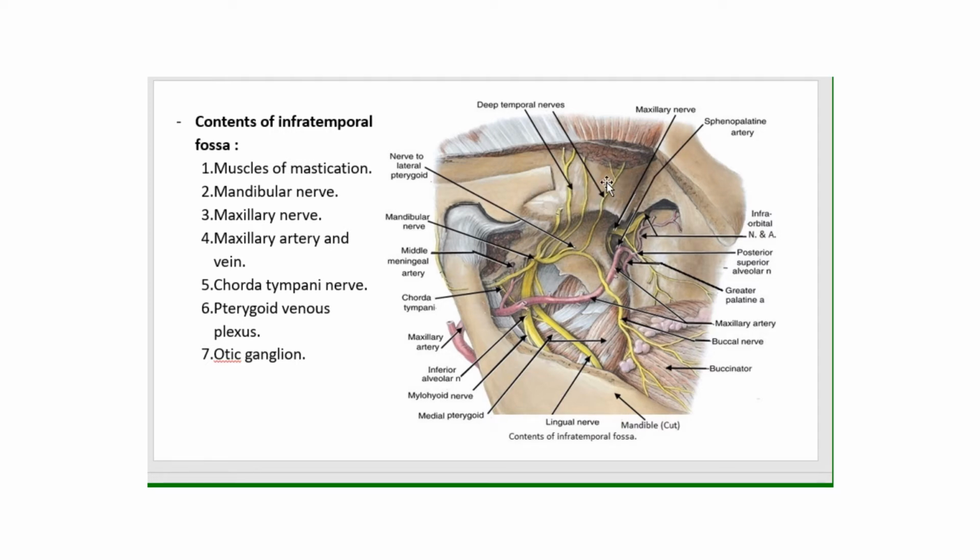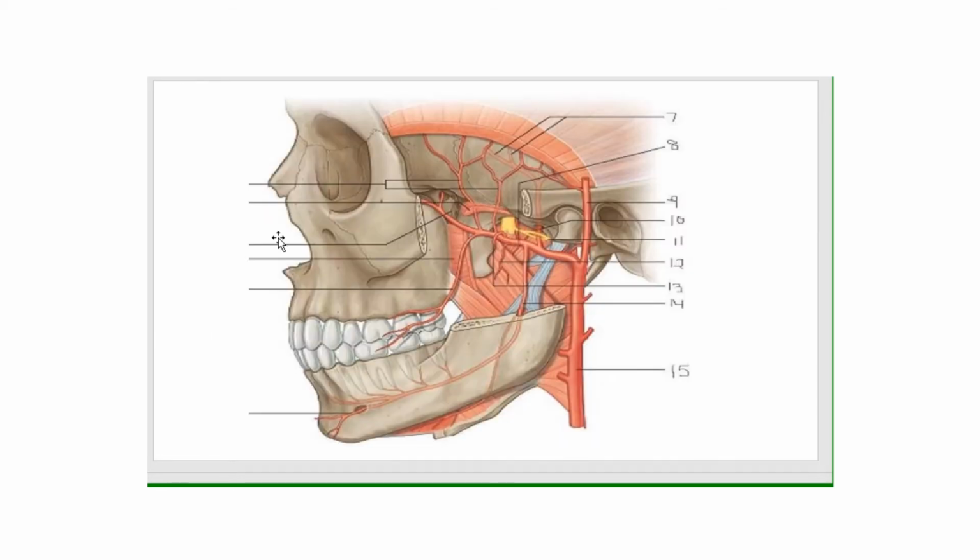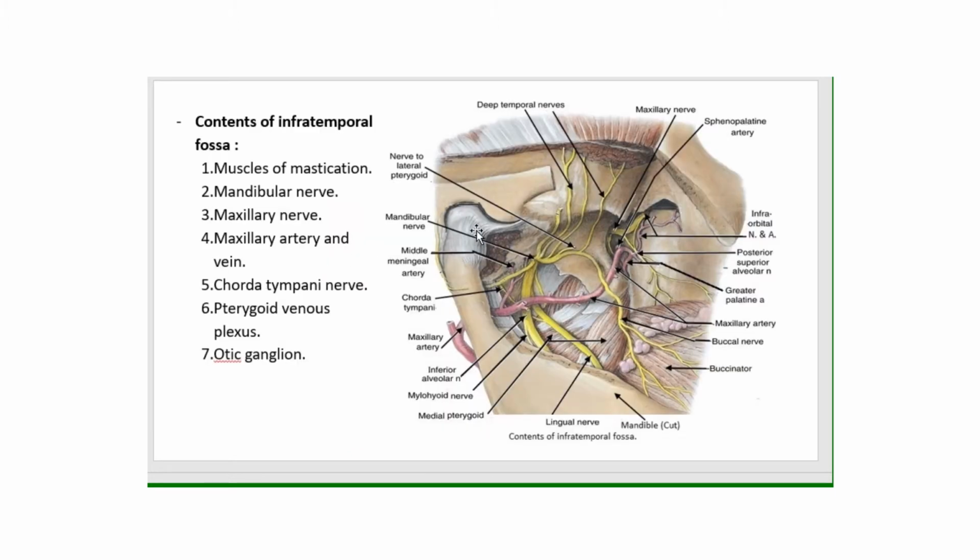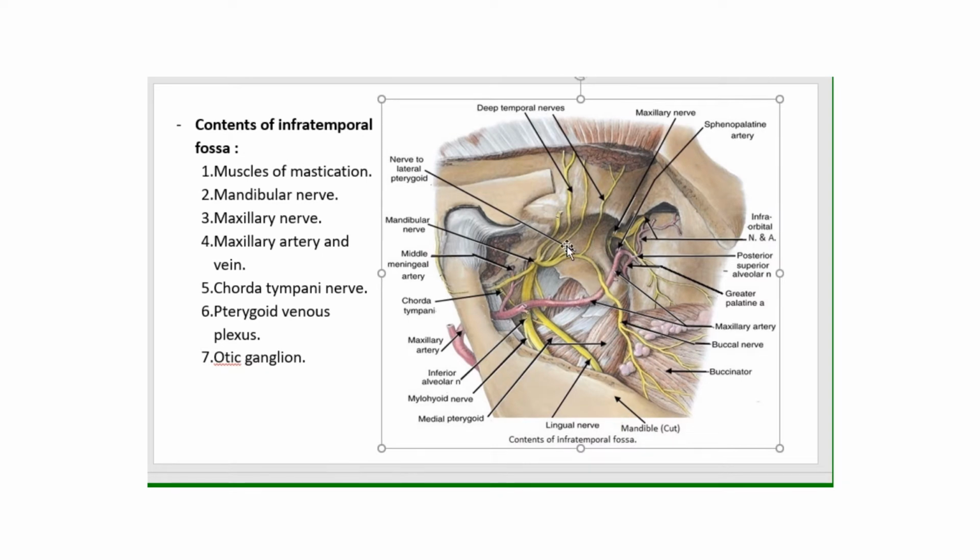These are the temporal nerves, and these are the temporal arteries, as well as the temporalis muscle, which are the contents of the temporal fossa. Returning back to the infratemporal fossa, it is the space which lies deep to the ramus of the mandible. So the ramus of the mandible here is cut to see its contents.